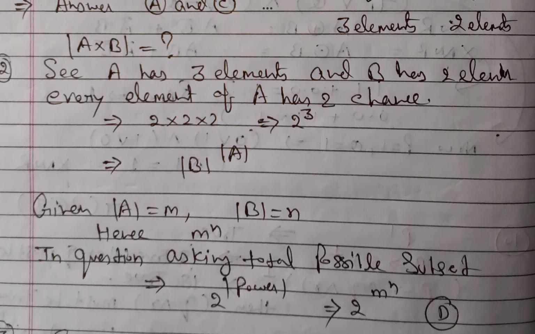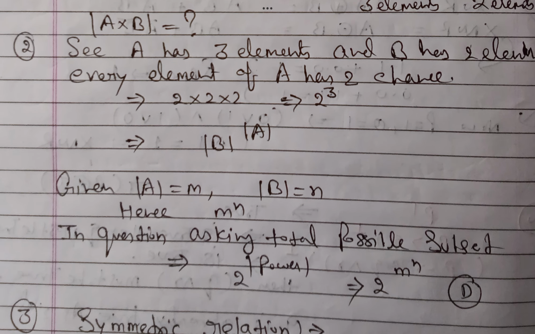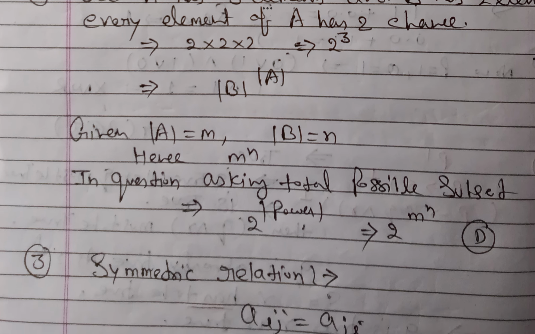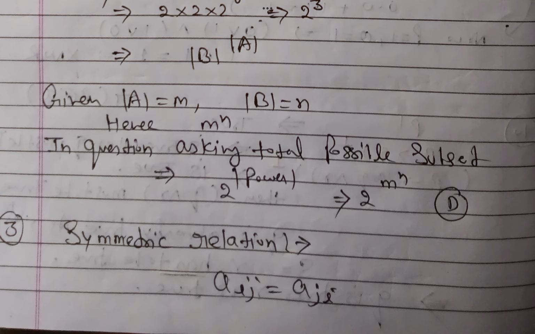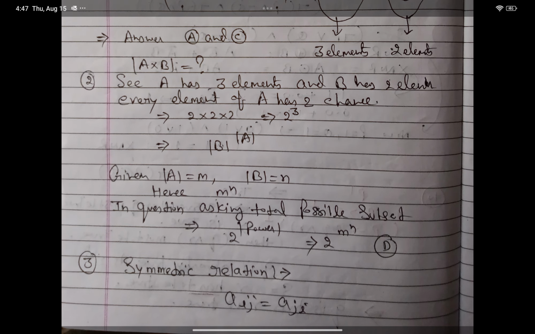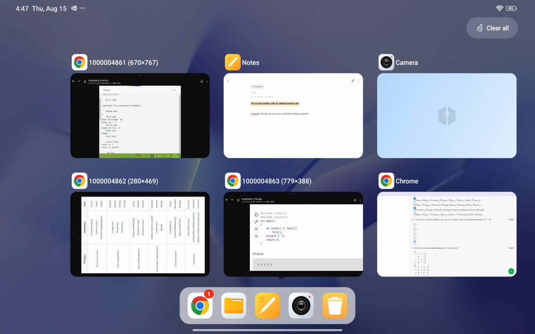So 2 into 2 into 2 is equal to 2 to the power 3, and you know that the power set of A has 2 to the power of the total number of elements. So this is m to the power n, according to this 2 to the power 3. If A's cardinality is m and B's cardinality is n, then the total is m to the power n. And according to the total number of subsets property, 2 to the power m to the power n. This is the correct answer, D. So you should also answer the correct answer.